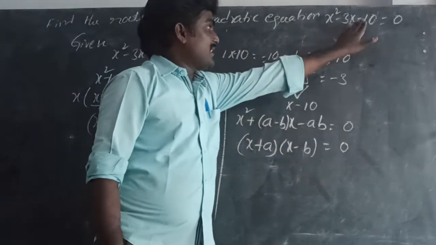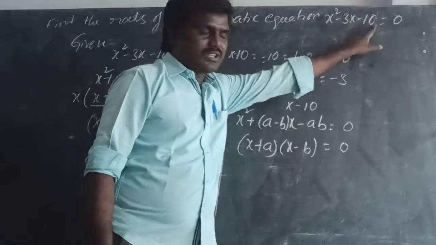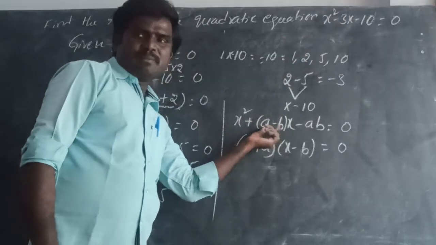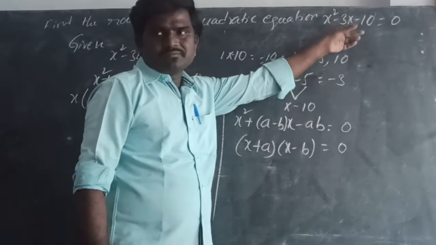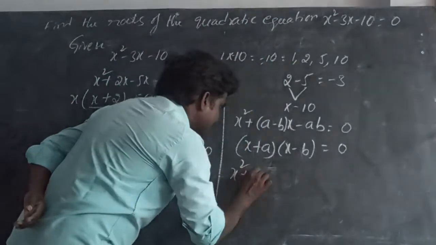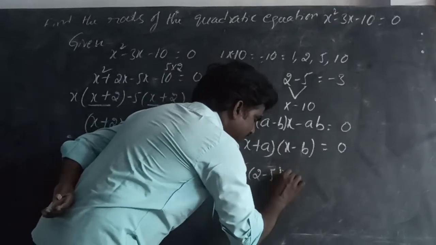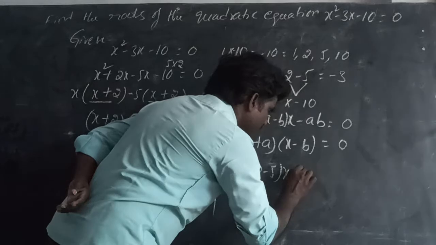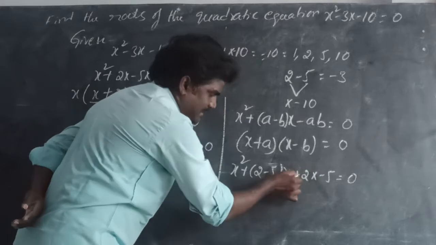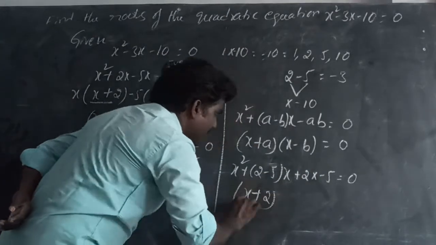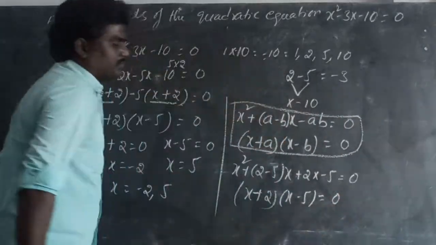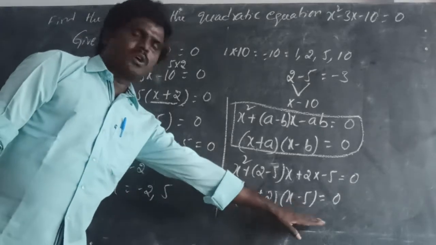Now here, x square minus 3x minus 10, how can we write it? The product is 10 and the x coefficient is minus 3. a minus b, that means 2 minus 5, is minus 3. So in the place of minus 3 we write 2 minus 5, and ab is plus 2 into minus 5. Plus into minus is minus. By using this formula, x plus 2 into x minus 5 is equal to 0. So therefore x is equal to minus 2, x is equal to 5.